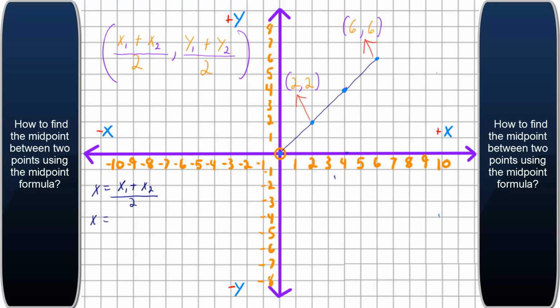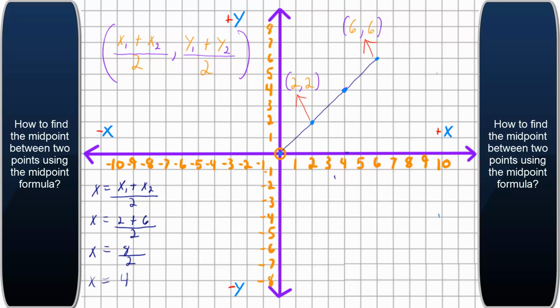So, x equals 2 plus 6 divided by 2, which in turn equals 8 divided by 2, which equals 4. So our x equals 4.